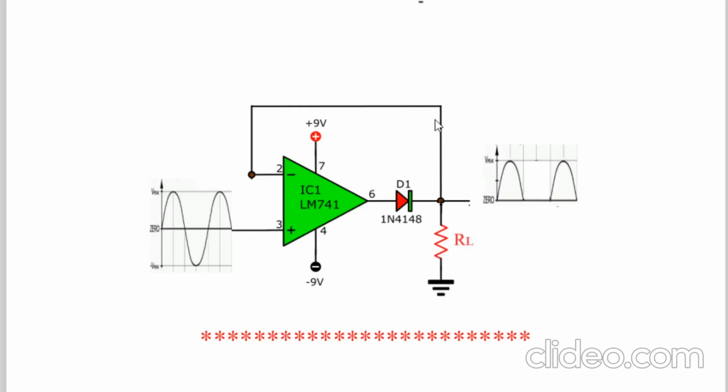Same concepts are there. IC LM741 op amp, diode is there, and diode followed by op amp means the output of the op amp is connected to the diode, the cathode of the diode is connected to the inverting input pin, load resistor is there, positive half, negative half is applied, but at the output you will get only the positive half cycle.